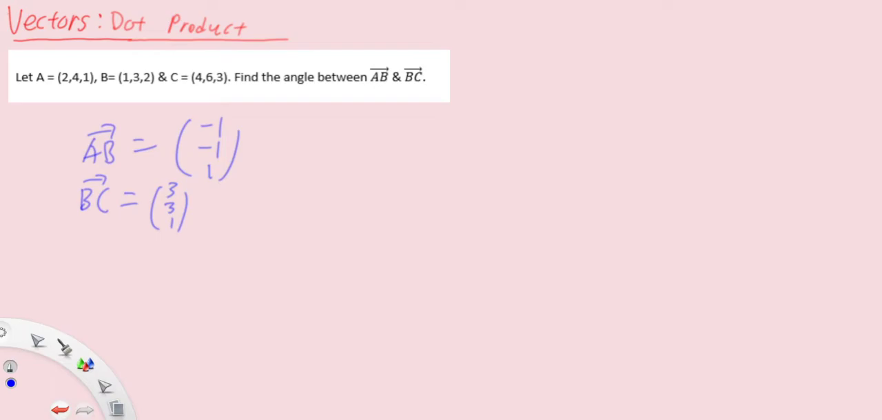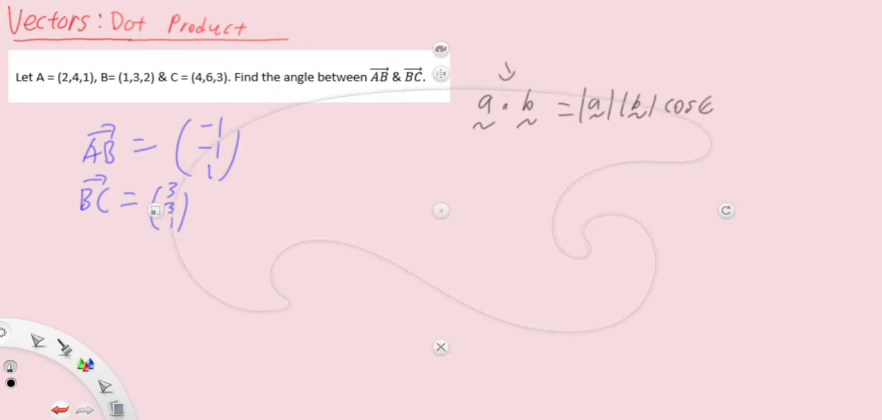Quite simple. So why does a dot product work here, and how can we use the dot product to find the angle between the two vectors? If we recall from the dot product, we have A dot B equals the magnitude of A times the magnitude of B times cosine theta. A dot B will give us a real number, right? It's A1 B1 plus A2 B2 plus A3 B3. So this gives us a real number.